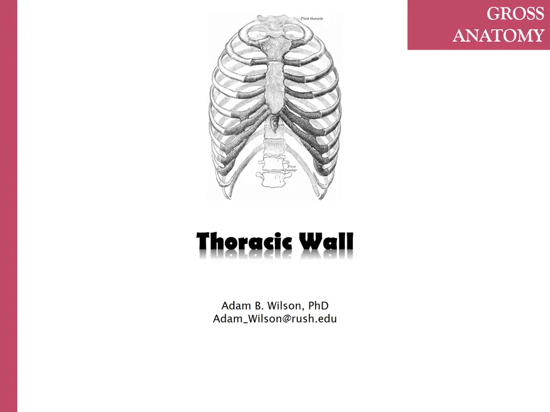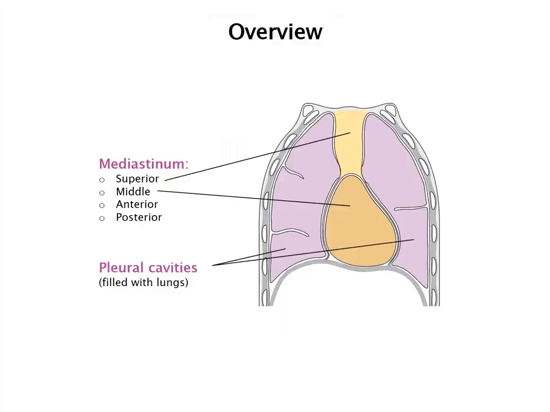Hello listeners, in this video you'll be learning about the contents of the thoracic wall. The thorax is the area between the root of the neck and the abdomen. The bony thoracic wall is made up of vertebrae posteriorly, the ribs, as seen here, as well as the sternum. The thoracic wall is important for protecting vital organs, including the heart and the lungs.